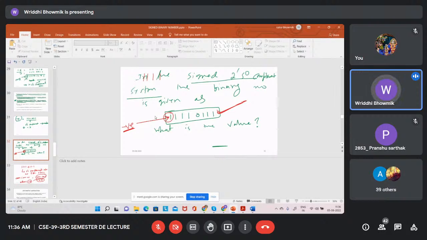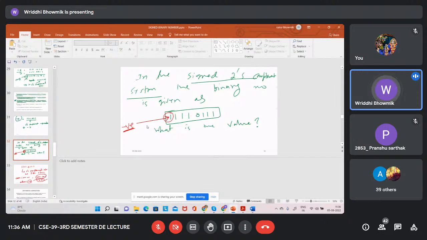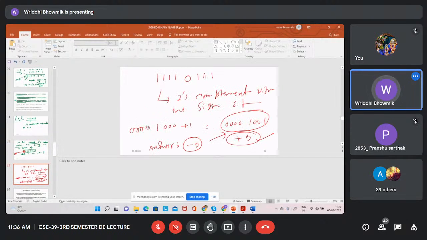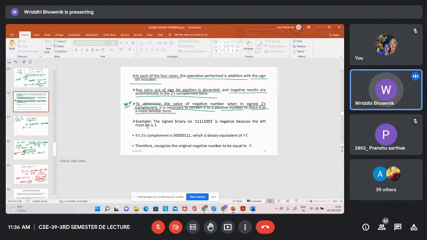Because it is represented in the signed twos complement form, you will again do the twos complement of this given number. So you will get +9. But if you write only +9, then the answer is wrong, because at the leftmost position there was a 1. So it gives you the negative sign. So you have to write -9. Right. So this thing is also represented over here.